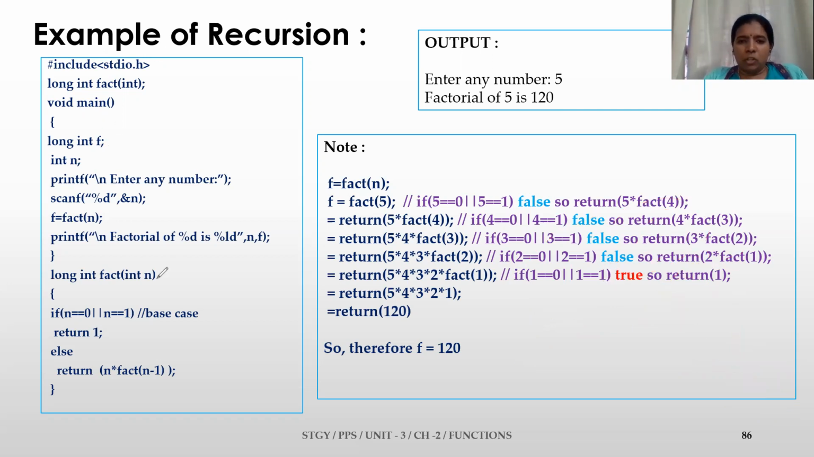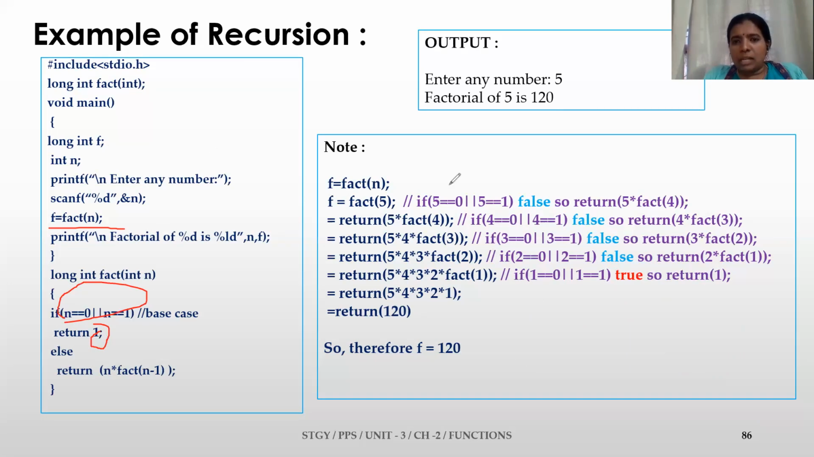So when you check this out, f is equal to factor of n. How do you calculate the factorial? Long int factor of int n. If n is 0 or 1, you will return 1, which is the base case, because 0 factorial or 1 factorial is 1. Else return n into factorial of n minus 1.